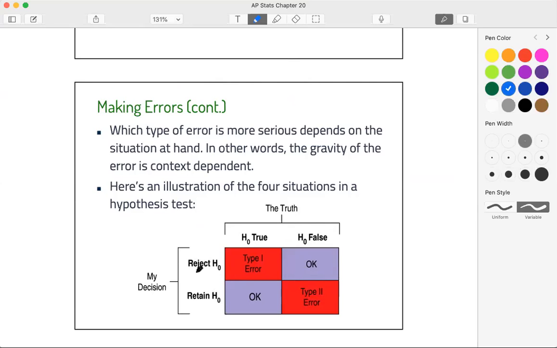If I throw out a true null hypothesis, that's wrong, and we call that a type 1 error. If I throw out a false null hypothesis, that was the correct decision. If I retain a true null hypothesis, correct decision. And if I retain a false null hypothesis, that was a type 2 error. And we're going to learn that the probability of making a type 1 error is equal to alpha, and the probability of making a type 2 error we're going to call beta.